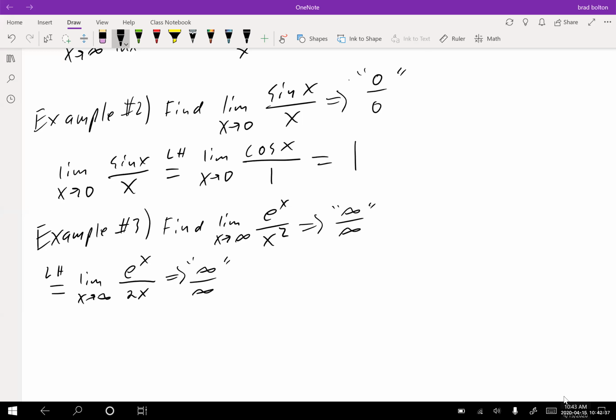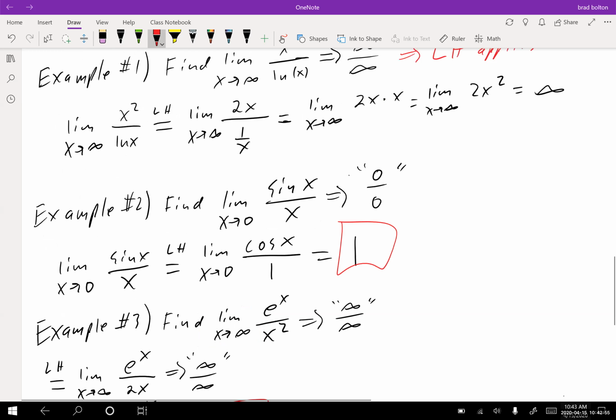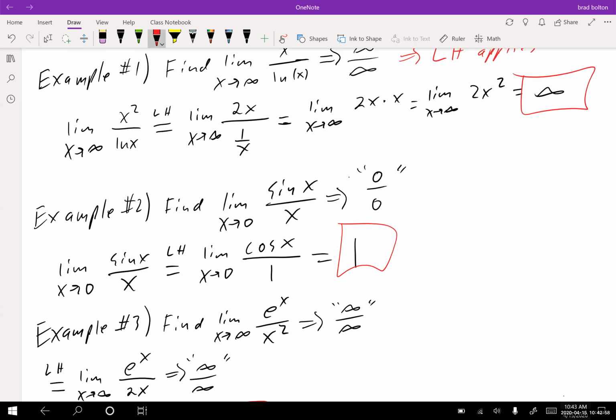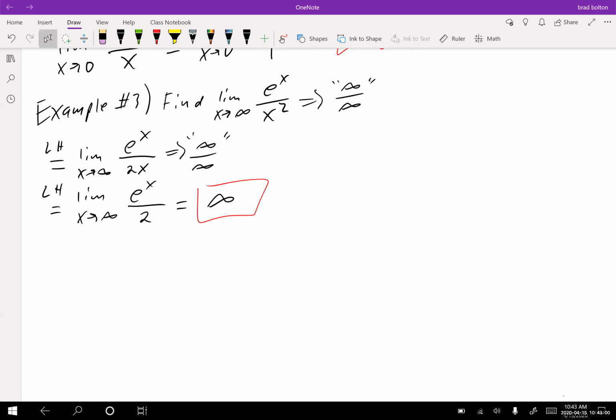So what I'm going to do is another L'Hopital's, because I still ended up with infinity over infinity, so I should still be able to apply L'Hopital's. So then this derivative is e to the x, and this derivative is just 2. Now we get infinity as our answer. So we're able to speed things up because we're getting more comfortable with L'Hopital's rule.